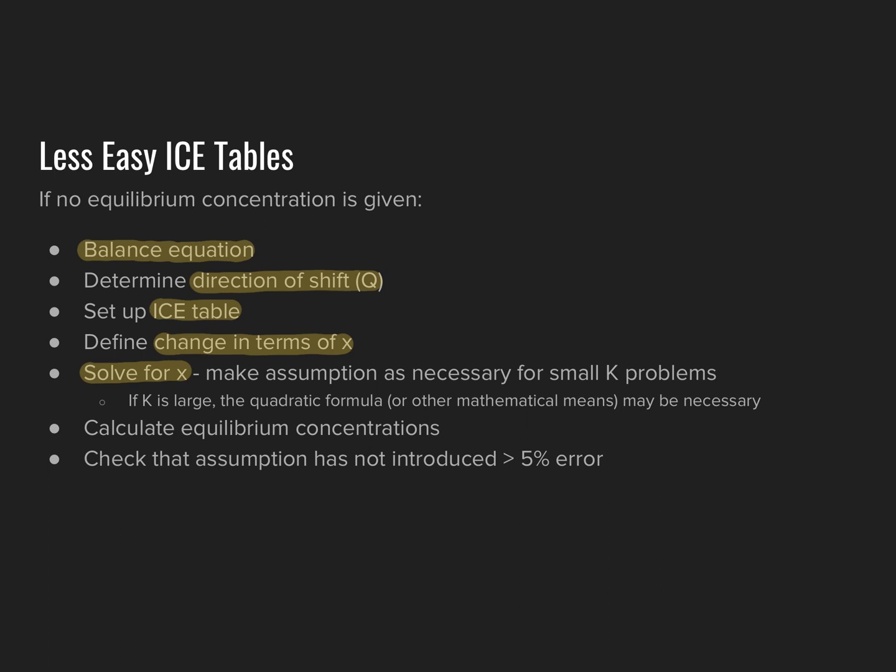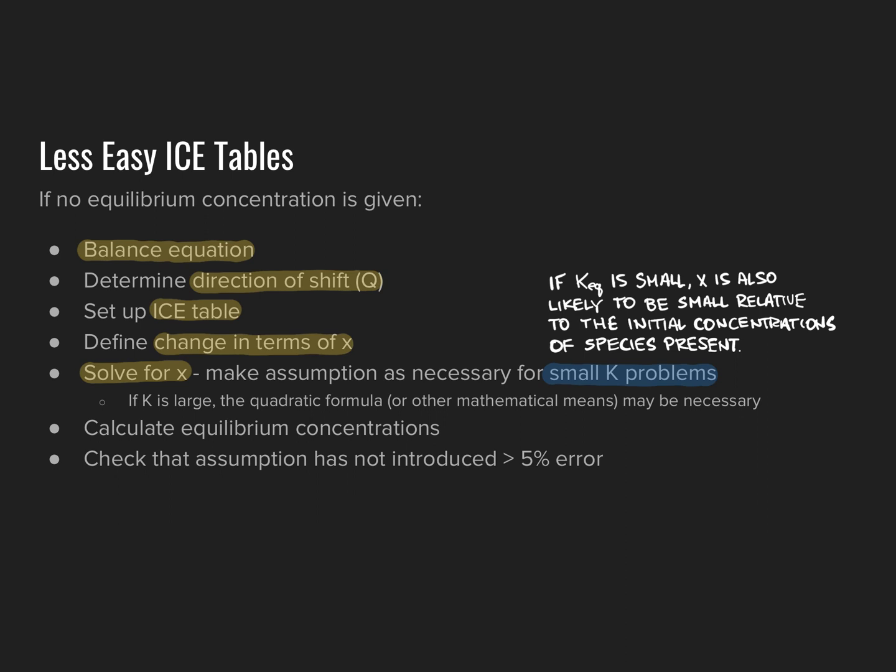Now, this is not going to be quite as straightforward as it was in the previous problem. In these examples, generally the process we'll follow is going to be following what we call a small K assumption method. The small K assumption method is going to be based upon the idea that for a system where the value of K is very, very small, the changes in concentration are also likely to be very, very small as the reactants react to form products, because a small K would imply a small ratio of products over reactants.